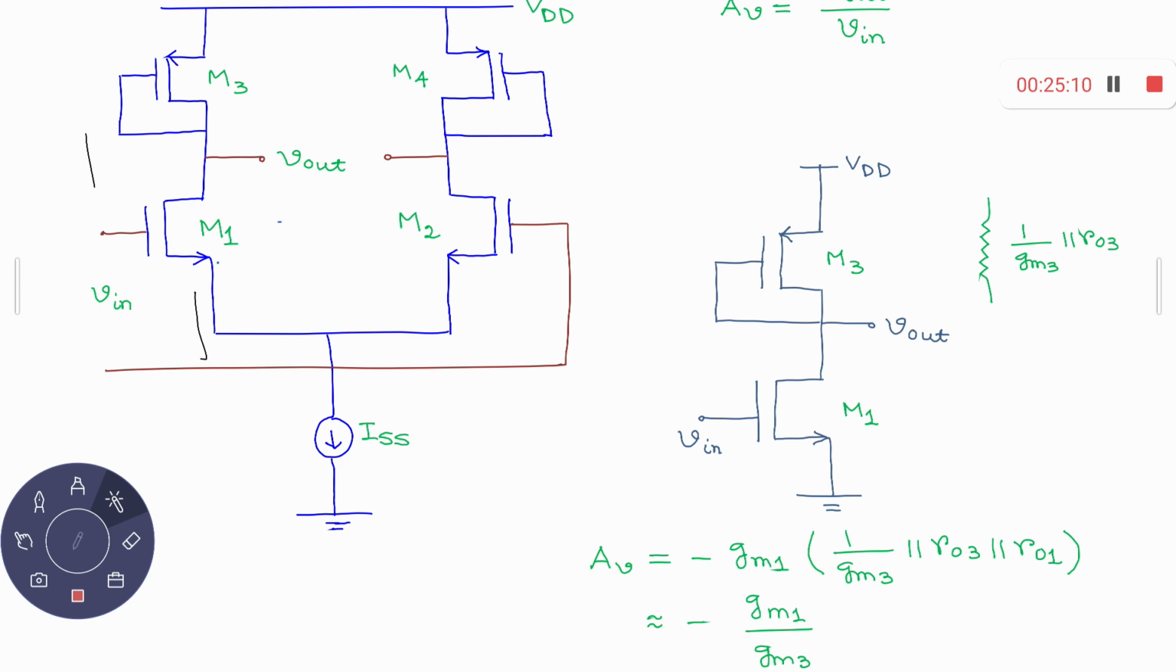Ideal current source is one kind of MOS device. In that case, if it is not an ideal one, suppose you are representing this ISS by some MOS device, for example, something like this. I can represent the current source using NMOS here, with some voltage, say let it be VB, and suppose this is your MOS M5.